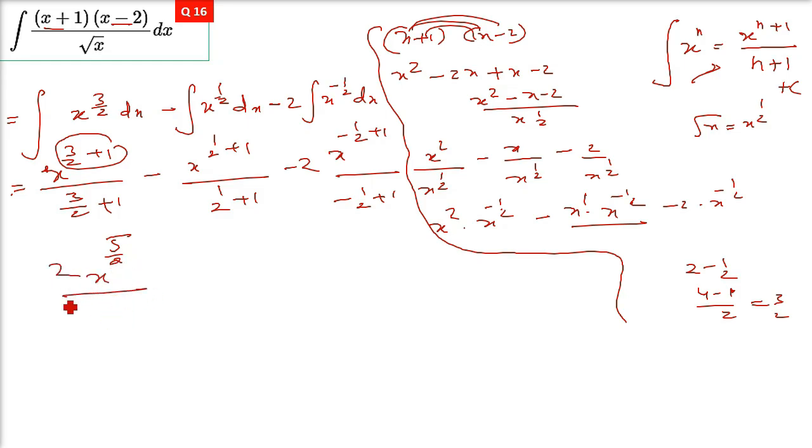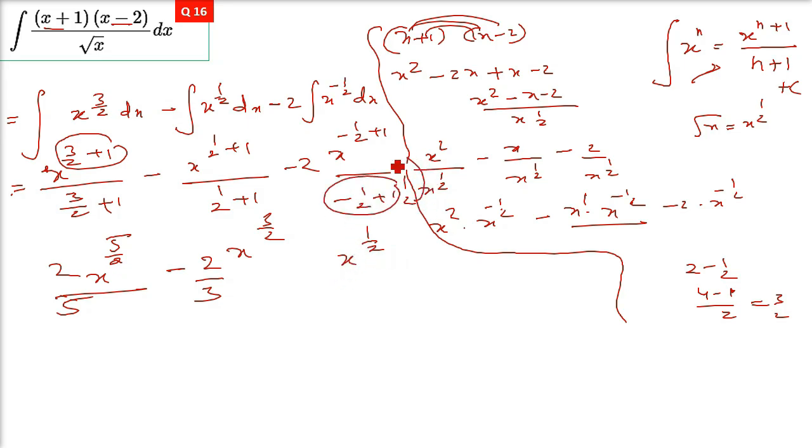So this will be 2 by 5 minus. This will become x raised half plus 1, that is 3 by 2. Half plus 1 is 3 by 2. So it goes up and 2 by 3 will be formed. And this is 1 minus half in the denominator. X raised minus 1 minus half is simply x raised half. Because under root x it is. You can write it as under root x also.